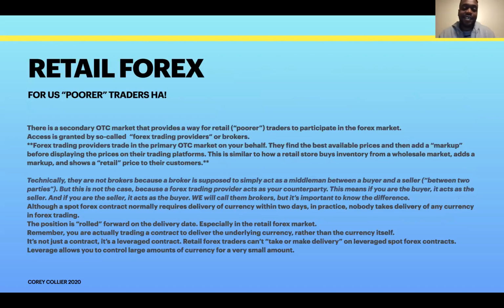Now, let's get into our realm, right? The retail Forex. It's for us poorer traders, right? This is the secondary over-the-counter market that basically provides a way for us retail traders to participate in the Forex industry.